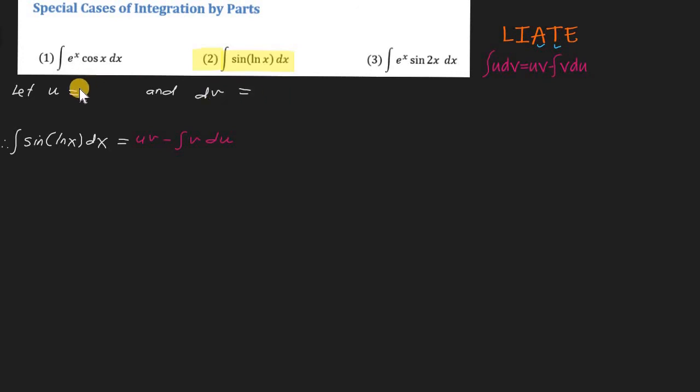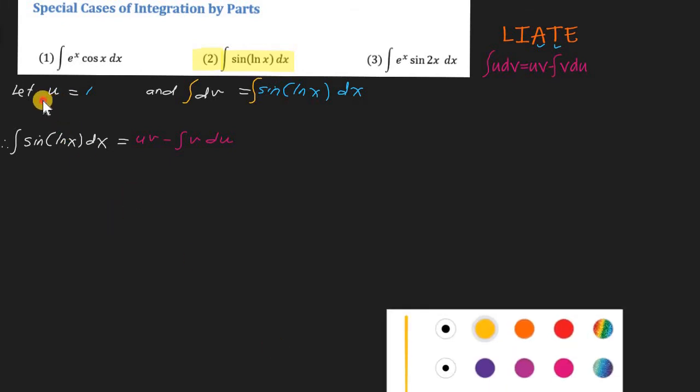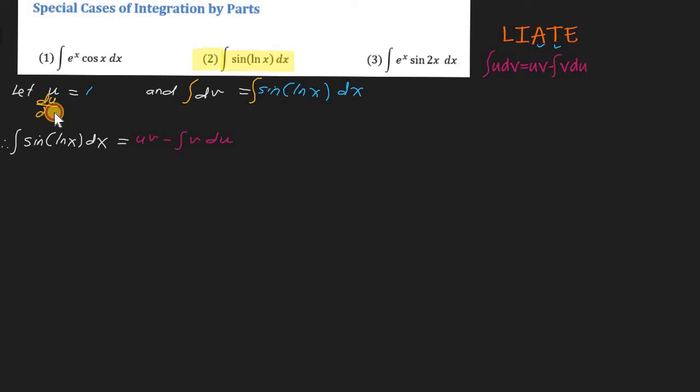But yet, if you choose the algebra being 1, and then you choose the v as sine ln x dx, up to that you have to be able to integrate this sine ln x. Maybe you can use a simple u substitution to do that. As for this portion, which is the derivative, you need to differentiate.